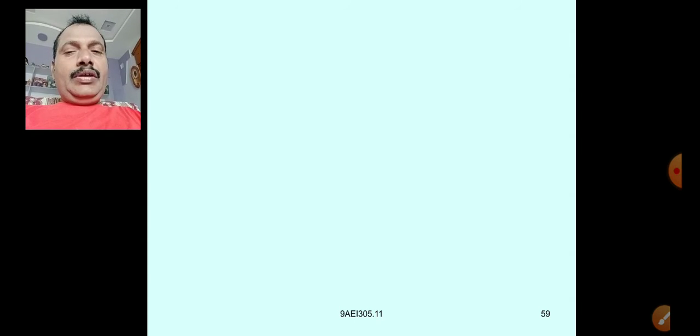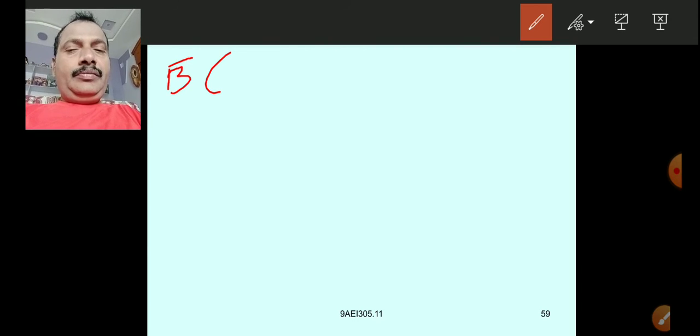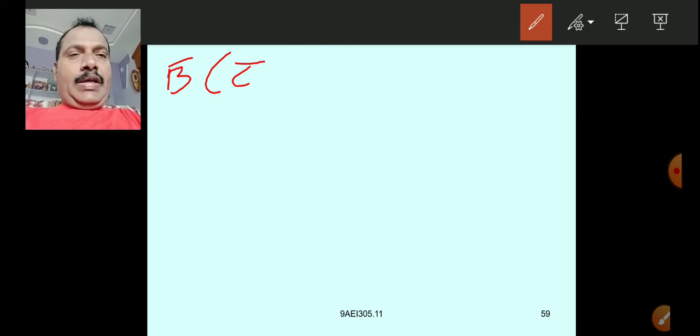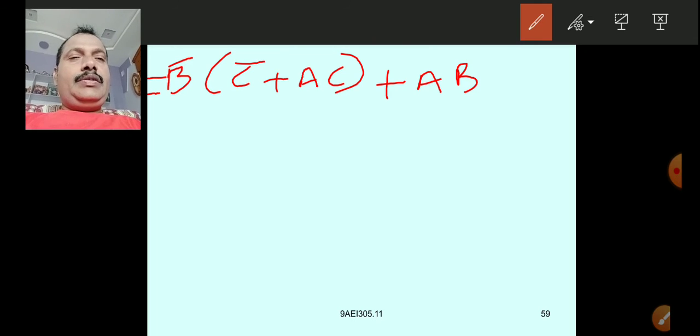Out of these, you can take common b bar. B bar is taken common. So c bar plus A c plus A. So these are the terms.